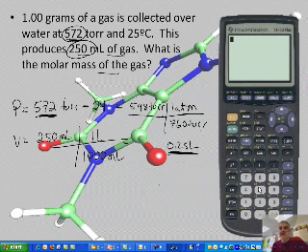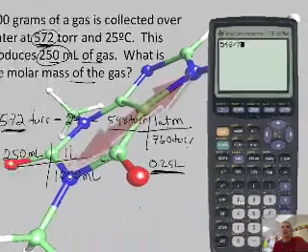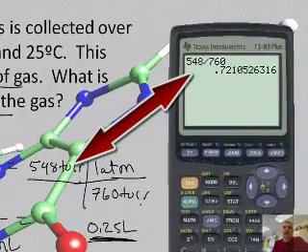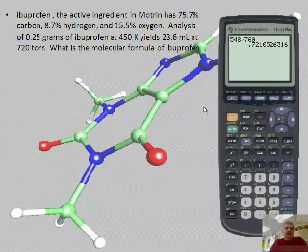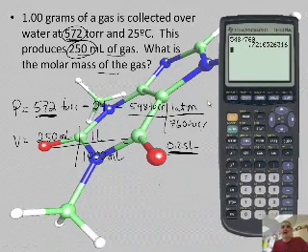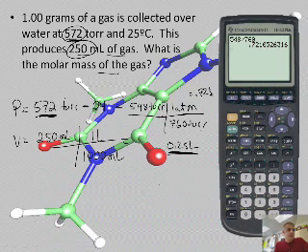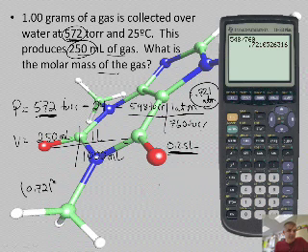So let's find the pressure. I have 548 divided by 760, which gives me 0.721. So this is 0.721 atmospheres. That's my pressure. So P is 0.721 times my volume, which was 0.25. I'm not going to put the units because it's easier.